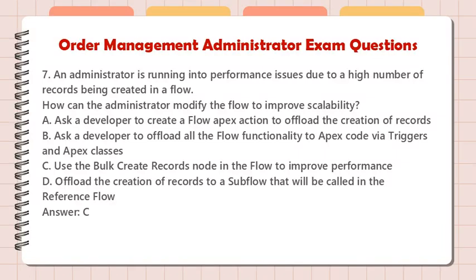A. Ask a developer to create a flow apex action to offload the creation of records. B. Ask a developer to offload all the flow functionality to Apex code via triggers and Apex classes. C. Use the bulk create records node in the flow to improve performance. D. Offload the creation of records to a subflow that will be called in the reference flow. Answer: C.